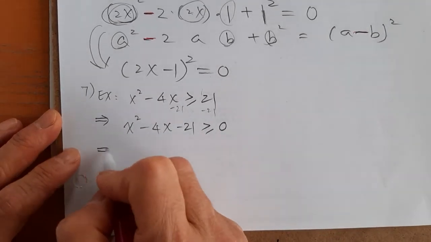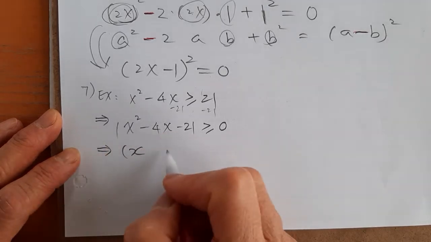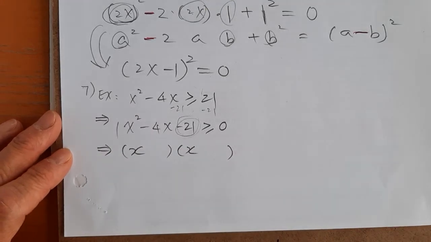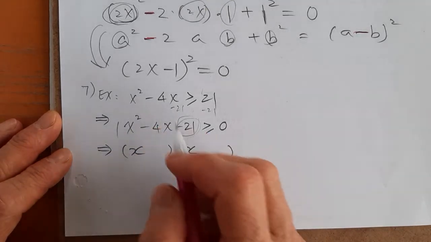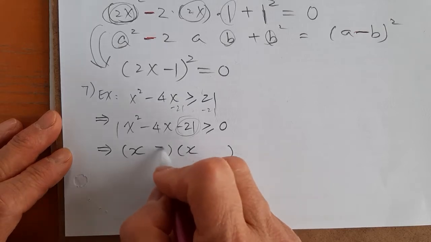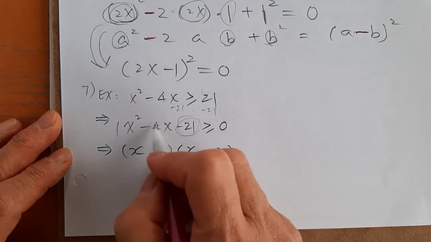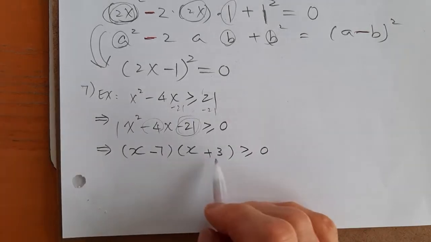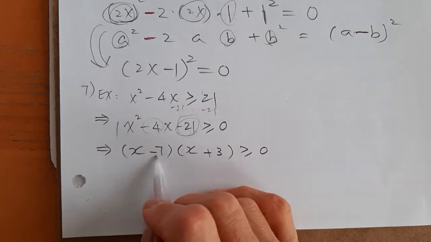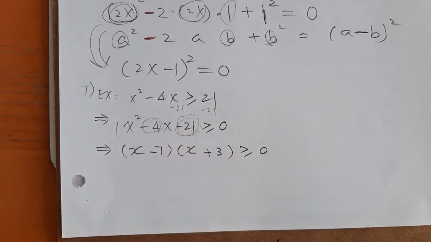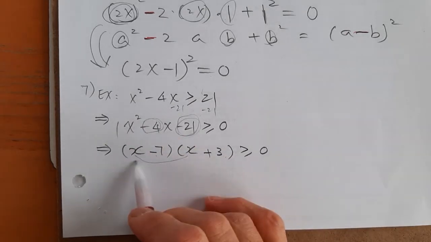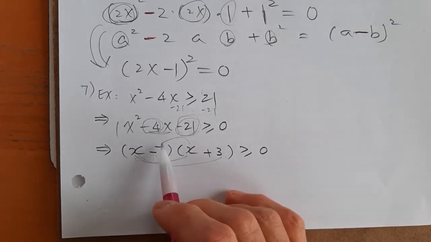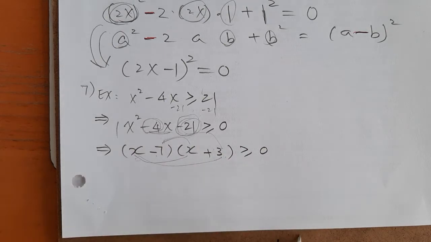Then factor it. The leading coefficient is 1, so you find two numbers that multiply together to give negative 21 and add together to give negative 4. So it's 7 and 3, and to add to negative 4, negative 7 and positive 3. Negative 7 times positive 3 is negative 21, and negative 7 plus 3 is negative 4. You can check it: x times x is x squared; 3x and negative 7x combined is negative 4x; negative 7 times 3 is negative 21.